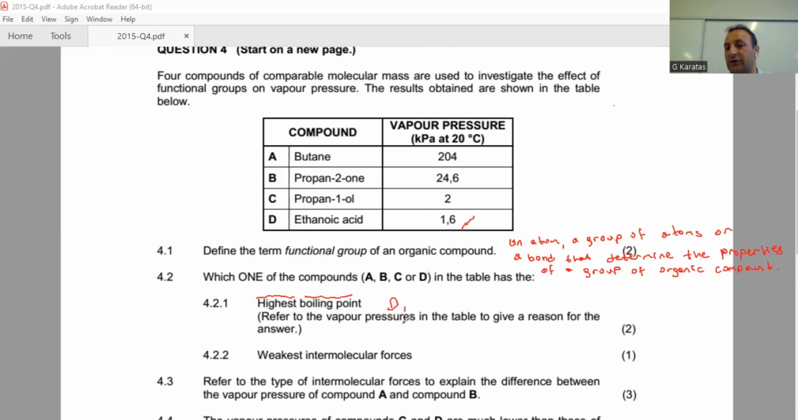Refer to the vapor pressures in the table to give a reason for the answer. As a reason, we can say it has the lowest vapor pressure.